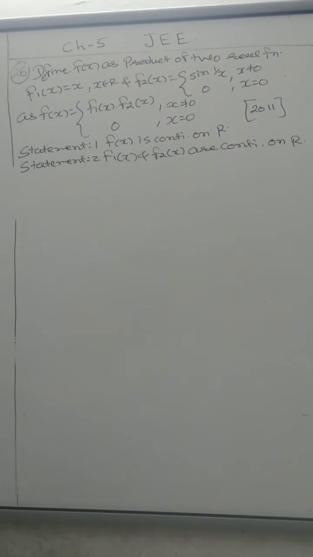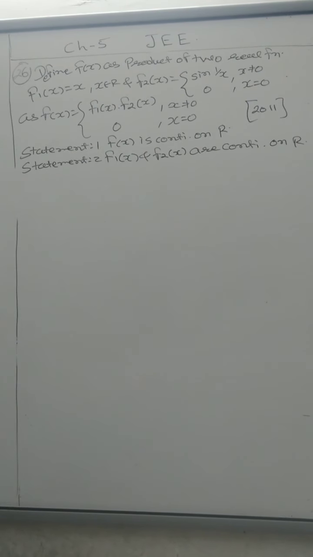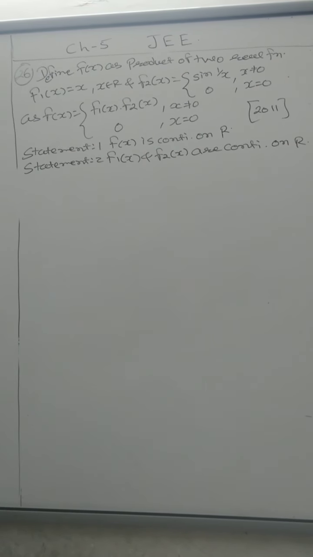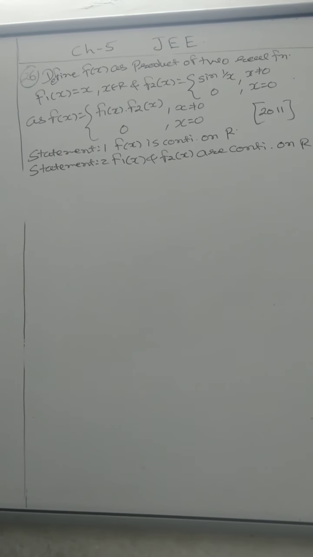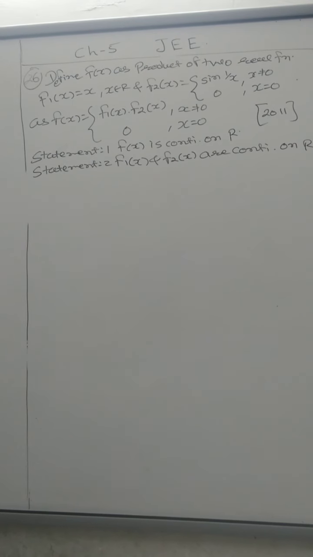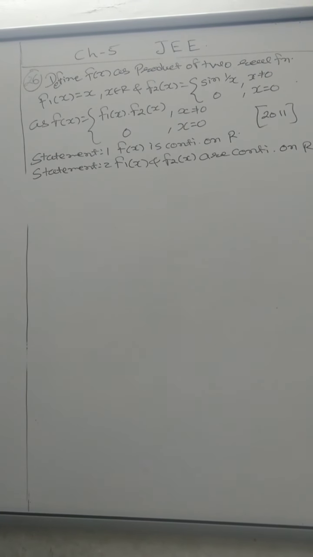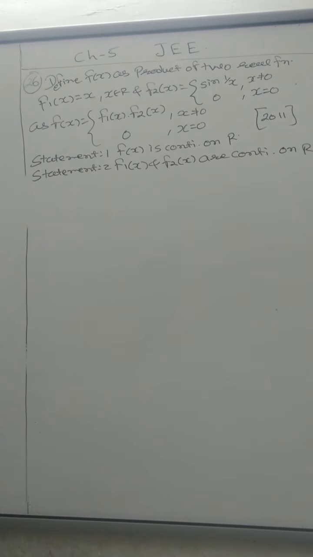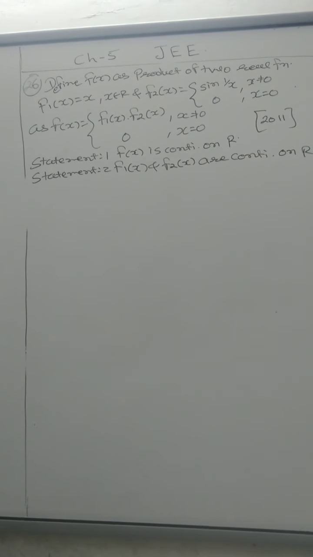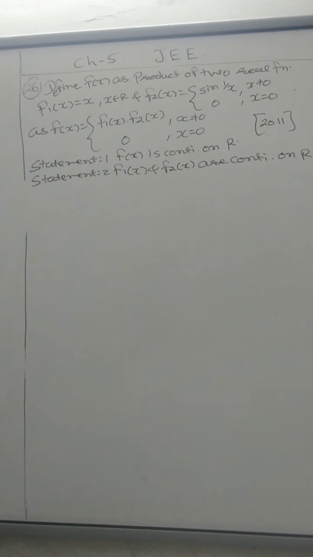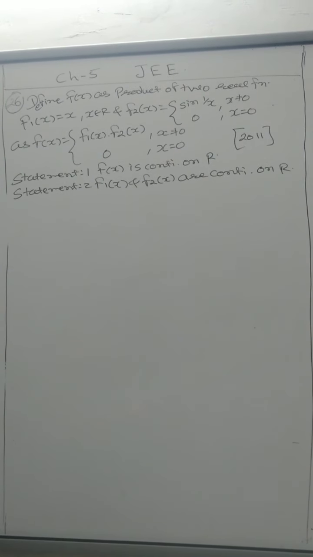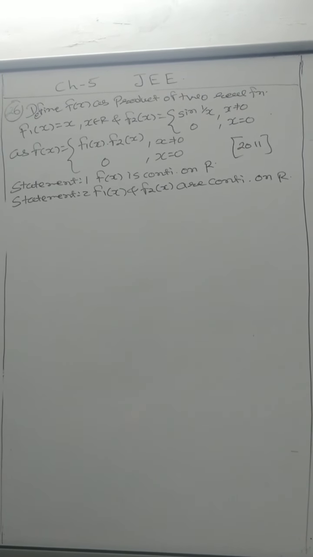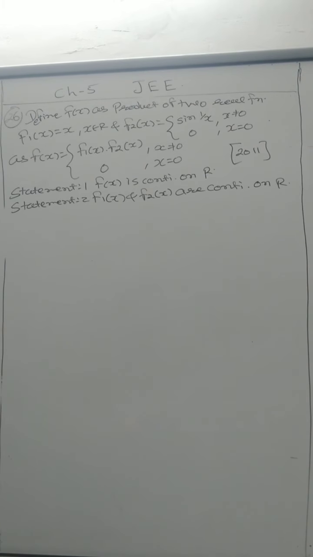Okay, question 26. Define f(x) as a product of two real functions: f1(x) equals x, x belongs to R, and f2(x) equals sin 1 upon x, x is not equal to 0, and 0 at x equal to 0. As f(x) equals f1(x) into f2(x), where x is not equal to 0 and 0 if x equals 0. This is a 2011 question, and two statements are given. First statement: f(x) is continuous on R. Second statement: f1(x) and f2(x) are continuous on R.